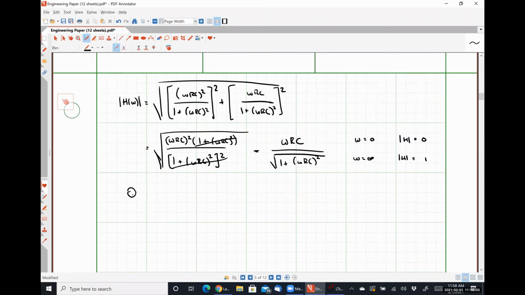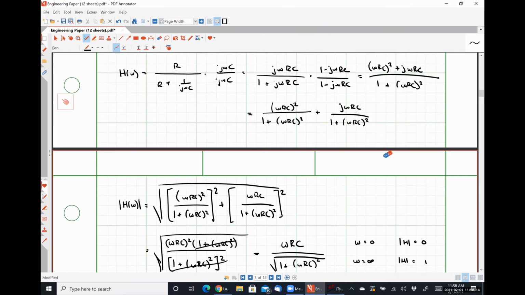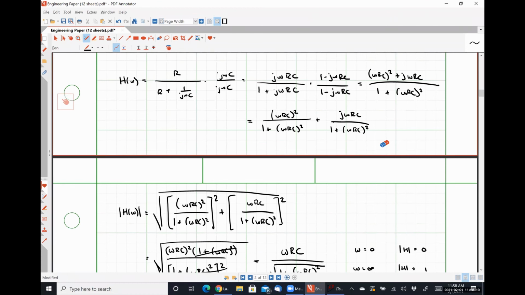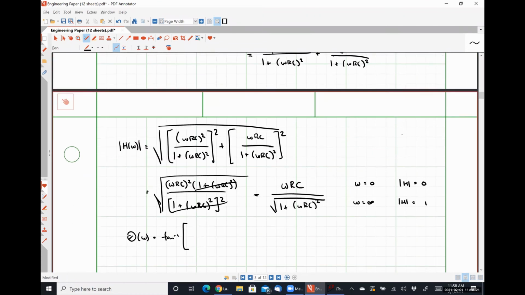Our phase angle theta of omega is going to be the arctangent of the imaginary part, which is omega RC, divided by the real part, which is (omega RC) squared. So this should be 1 over omega RC. What is our corner frequency going to be? Or cutoff frequency, or whatever we want to call it here.